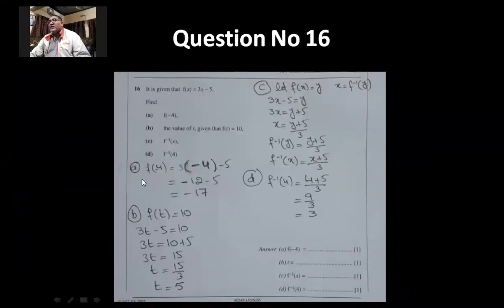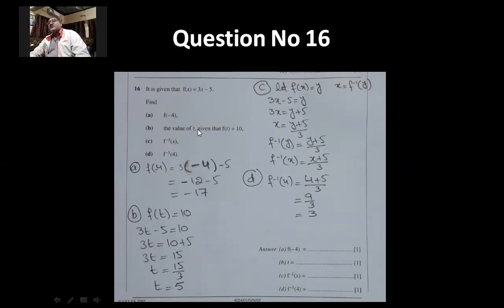Okay, so in the A part we have to find out f of minus 4. This means that in that formula, in the place of the variable, put minus 4. So that formula is 3x minus 5. So 3 into minus 4 minus 5, minus 12 minus 5, and it will be minus 17.